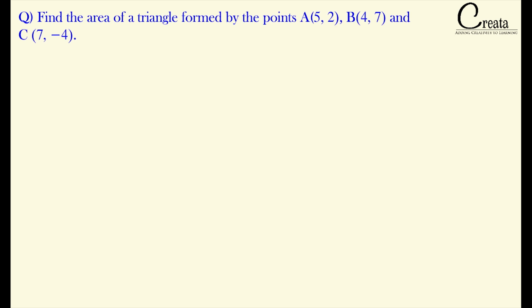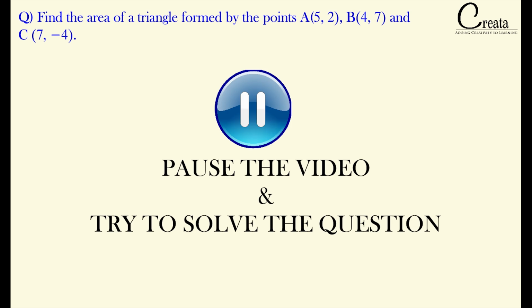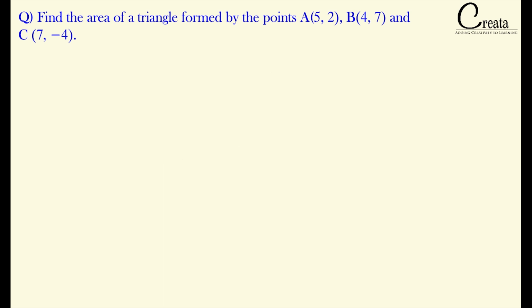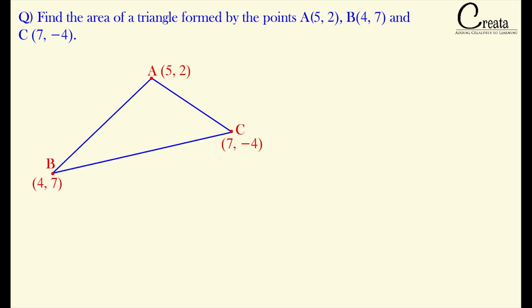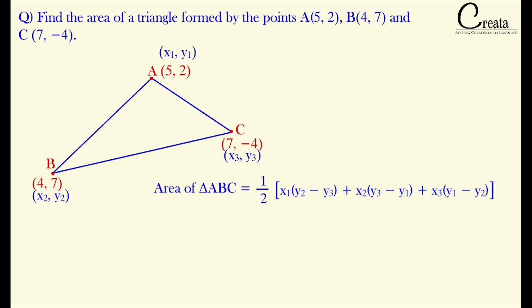Okay, let's move further to the next question. The question is, find the area of the triangle formed by the points A (5, 2), B (4, 7) and C (7, -4). Pause the video and try to solve this question. In this question also, the three coordinates are given, and these three coordinates are the vertices of a triangle ABC. And we have to again find the area of the triangle. Again, all the variables are given, so we can directly put the values of these variables into our equation, that is, the area of the triangle. On putting the values and solving, we got our answer, that is, the area of the triangle as -2.